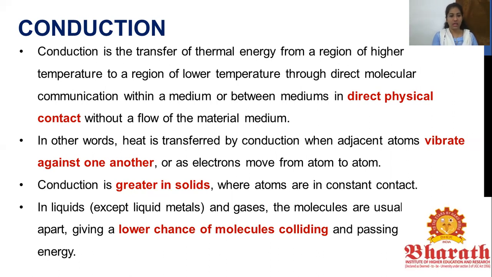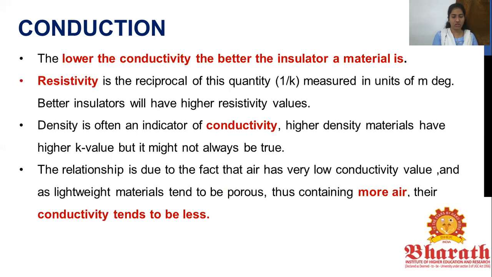As we have already learned, conduction is greater in solids, where atoms are in close contact, and lower in liquids or gases, because the molecules are usually apart, so there is a lower chance of molecules colliding and passing on the energy. That's why conduction is reduced. The lower the conductivity, the better insulator a material is. So you can subcategorize this: if the conductivity is better, it is a good conductor, and if it is a bad conductor, it ends up being an insulator. Insulators usually have high resistivity. Resistivity is the reciprocal of conductivity, the reversal of your conduction.